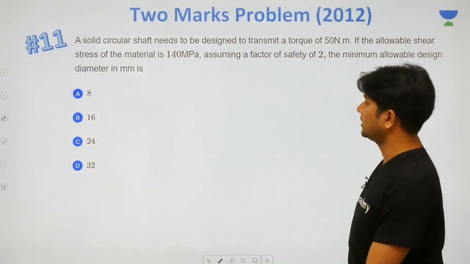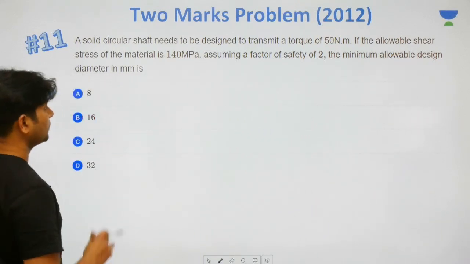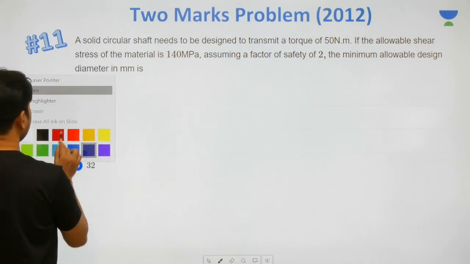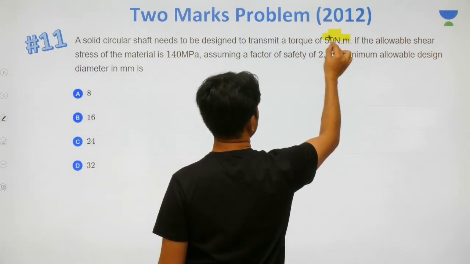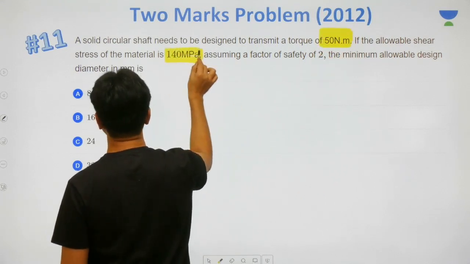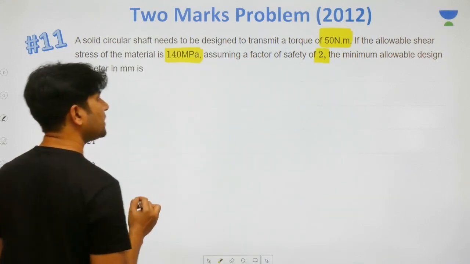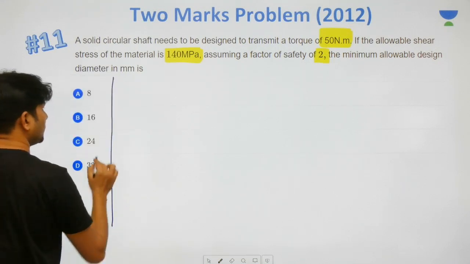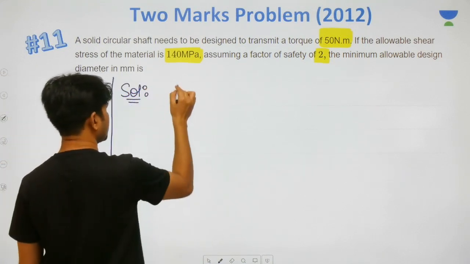Now, let us try solving this problem that they asked in 2012. This 2012 problem is that a shaft is supposed to transmit 50 Newton meter torque. Allowable shear stress value is 140 megapascal, with a factor of safety of 2 that we'll have to use. They're asking the minimum allowable design diameter. This is a 2 marks problem, but believe me guys, this can be solved within a matter of 30 seconds.